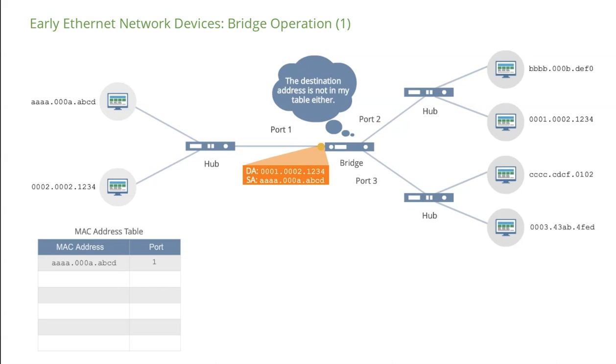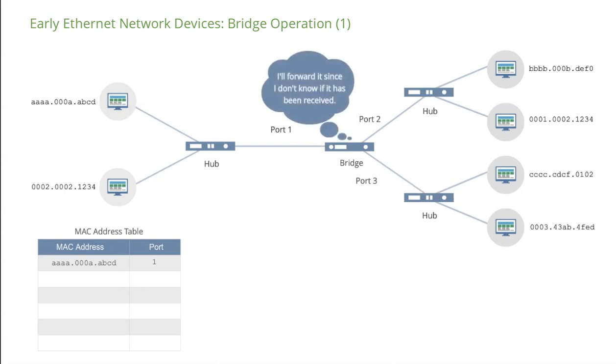Next, the bridge examines the destination MAC address. If the destination MAC address is not in its table, the bridge forwards the frame out all of its other ports. This action is also known as flooding. Because the bridge builds a table of addresses when they come in, the bridge eventually learns through which of its ports destination devices are located, so it doesn't have to flood each and every frame out all its ports.